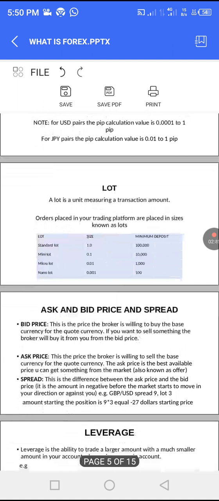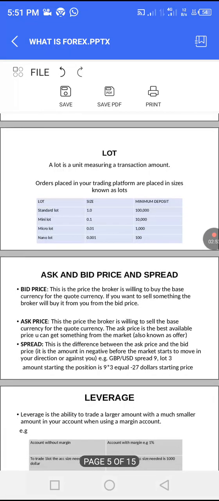What is a lot? A lot is a unit measuring a transaction amount. Orders placed in your trading platform are placed in sizes known as lots. There are different types of lot: the standard lot, which is 1, the mini lot, which is 0.1, the micro lot 0.01, and the nano lot. There is a minimum deposit needed for each of these lots to be used. For the standard lot, you need a minimum deposit of $100,000 and so on.